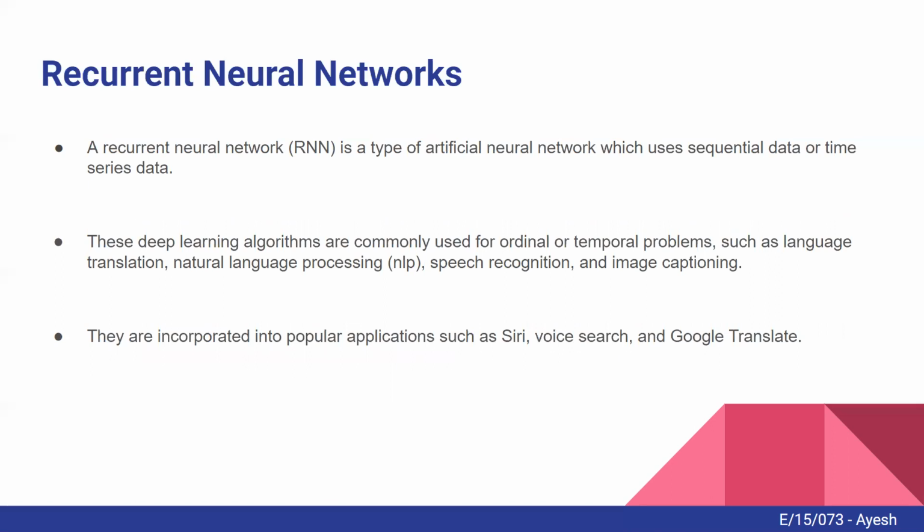So let's go through what a recurrent neural network is. Then it will give a brief introduction to the problem. A recurrent neural network is a type of artificial neural network which uses sequential data or time series data. These deep learning algorithms are commonly used in language translation, natural language processing, speech recognition, and image captioning. They are incorporated into the most popular applications such as Siri, voice search, and Google Translate.